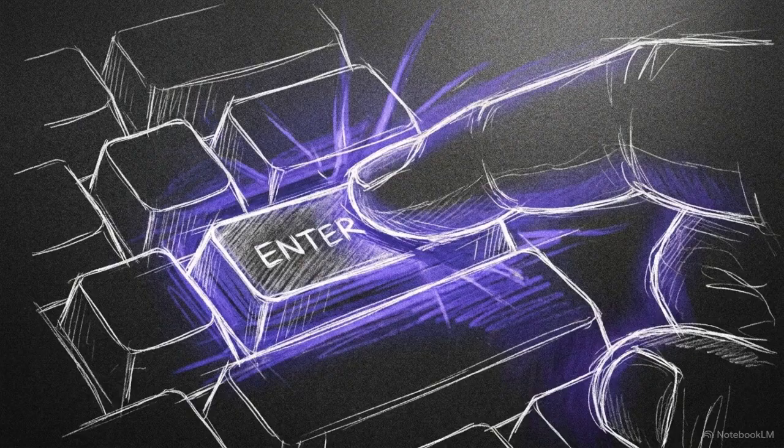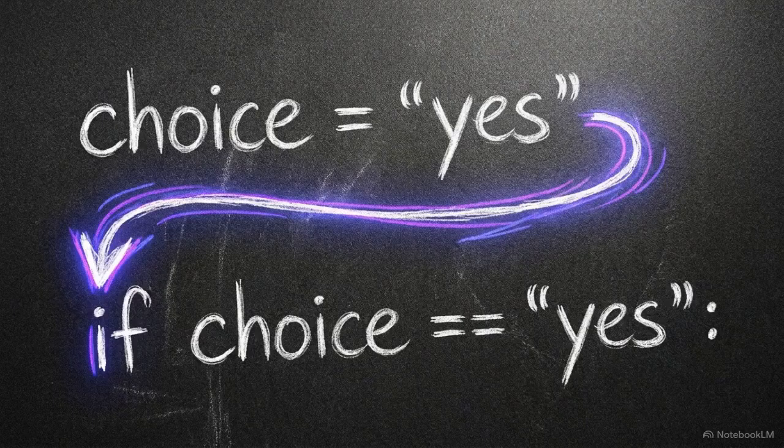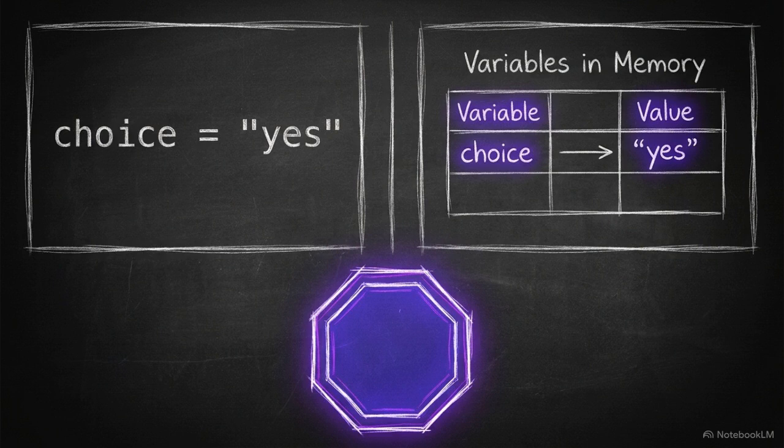When the player types their answer and hits enter, that specific word is saved in our variable. This allows the program to reference that exact response later in the script. Storing this data is the first essential step. Without a saved variable, the program has no information to check, and the game cannot progress.